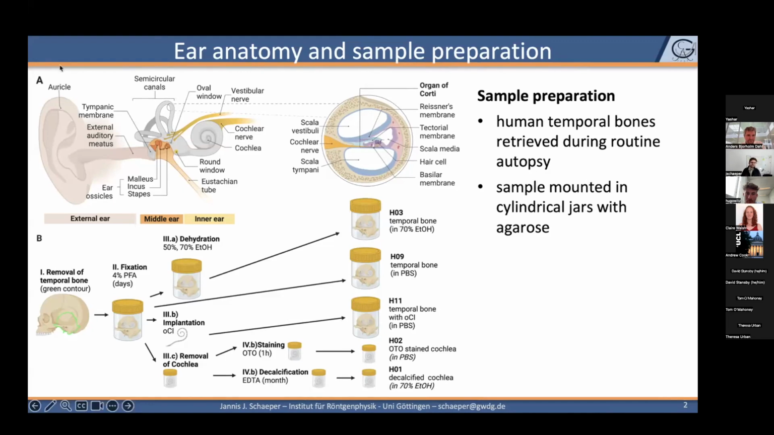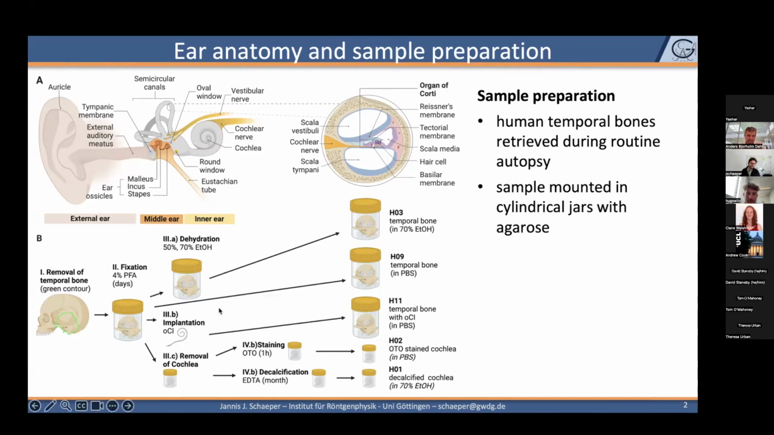It is encased in the temporal bone, which is the hardest bone in the human body. And I will show you a little bit later what that also means for imaging.